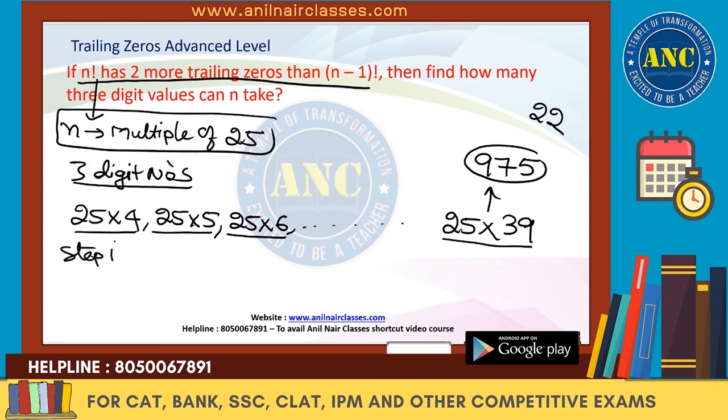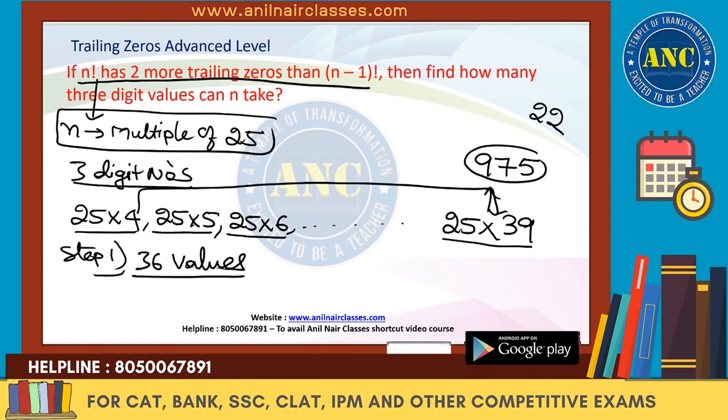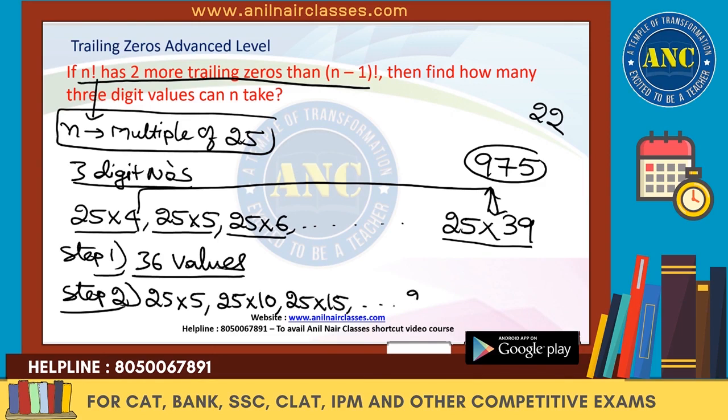Step number 1. From 4 to 39, totally 36 values are there. In these 36 values, I need to subtract the numbers which are multiples of 5. Because if I multiply with 5, the power of 5 will rise. If the power of 5 rises, then it will not have 2 more trailing zeros. That means 25 into 5 is out. 25 into 10 is out. 25 into 15 is out. Till here, 25 into 35 is out.